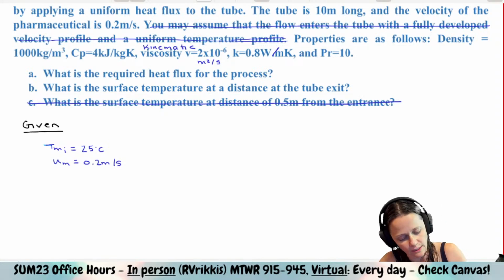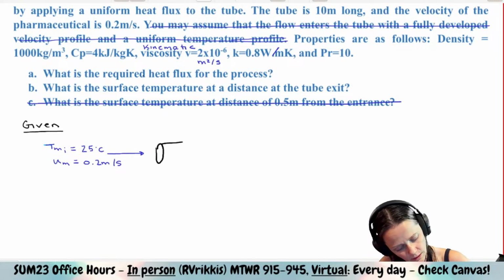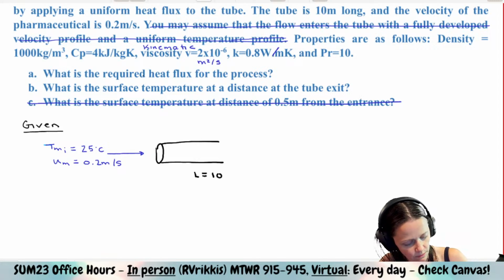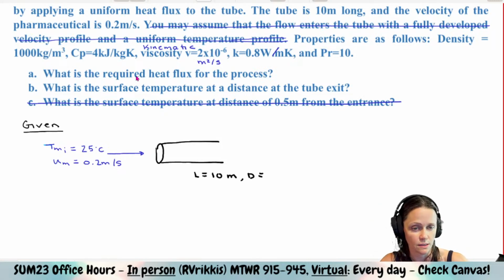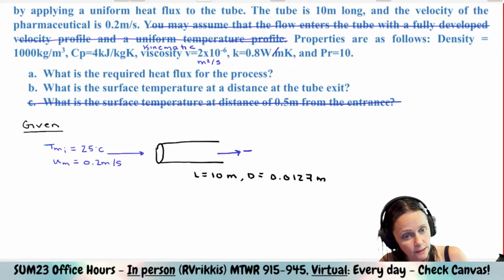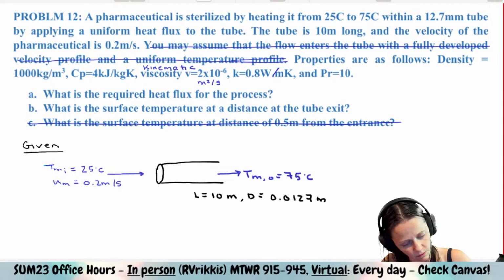All right. So I got things coming in. And here's the tube. Length is 10 meters. The diameter, D, what was that again? 0.0127 meters. And then we've got things coming out, T mean out, coming out at 75 degrees Celsius. I think we've got everything.